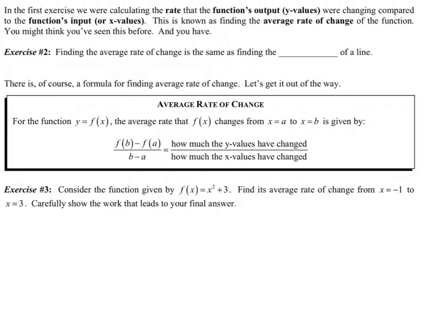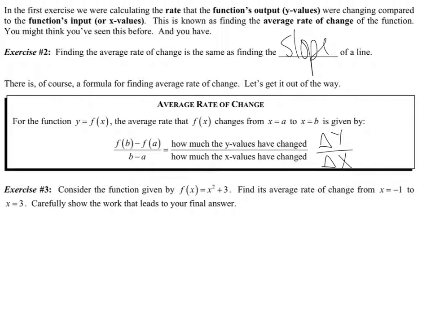In the first exercise, we were calculating the rate that the function's output, or y values, were changing compared to the function's input, or x values. This is known as finding the average rate of change. You might think you've seen this before, and you have. Finding the average rate of change is the same as finding the slope of a line. There is, of course, the formula for finding average rate of change. So the formula is here. It is change in y over change in x.